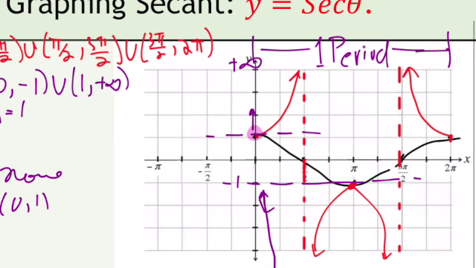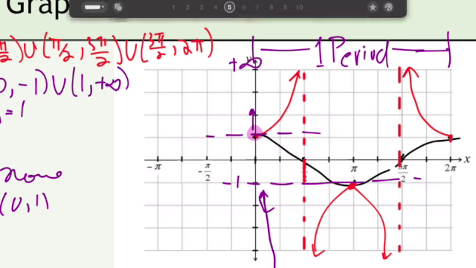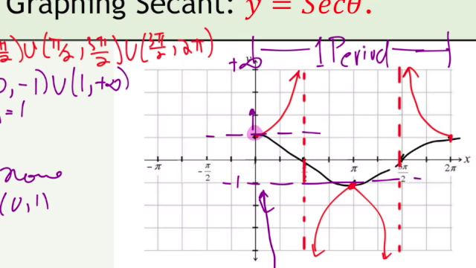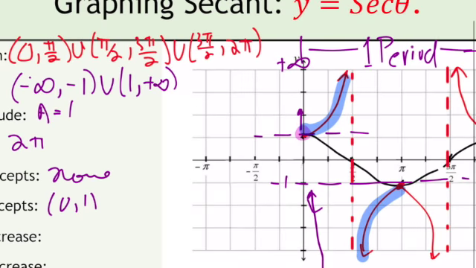Intervals of increase and decrease. Where is it increasing? Let's highlight in blue all the parts that are increasing. This is increasing from left to right, and that's about it. So from 0 to pi over 2 it's increasing, and then also from pi over 2 to pi it's increasing.